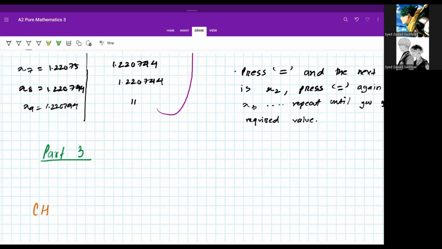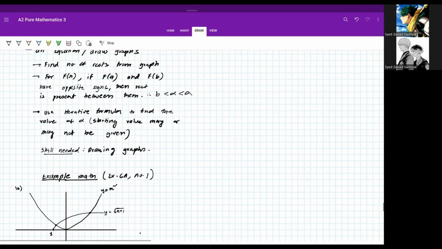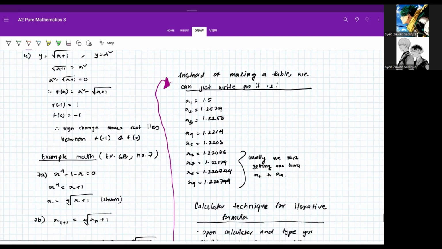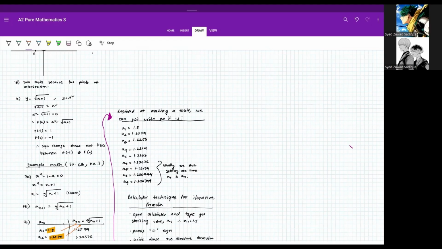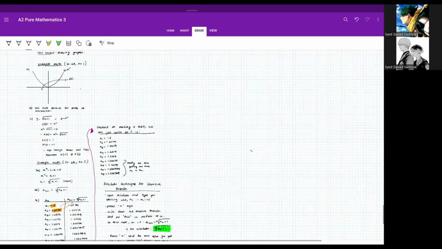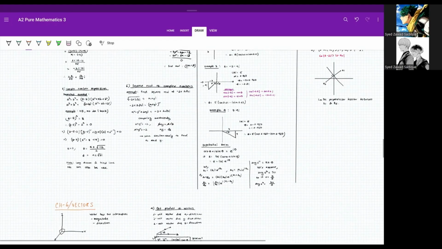Wait, this was chapter 8, right? Well, if I'm not wrong, this was chapter 7. Wait, did we miss something? Wait a second. I feel like we missed something. Differentiation, integration, further calculus. Right. Just want to check.